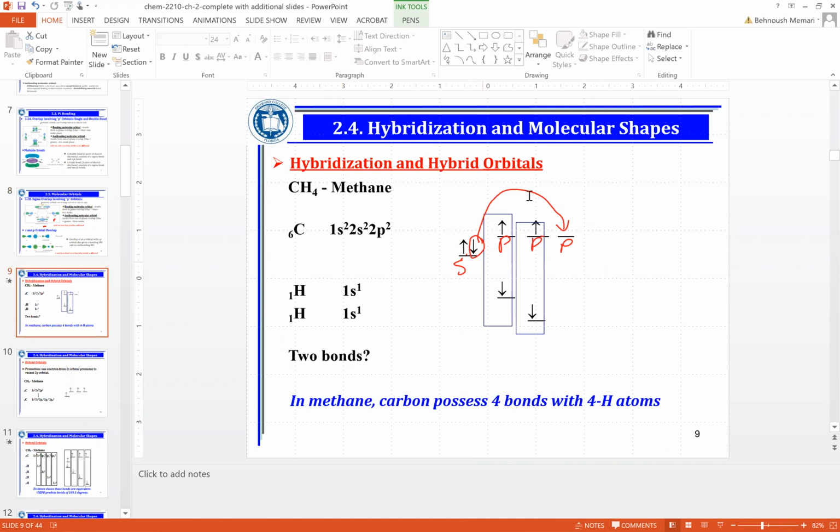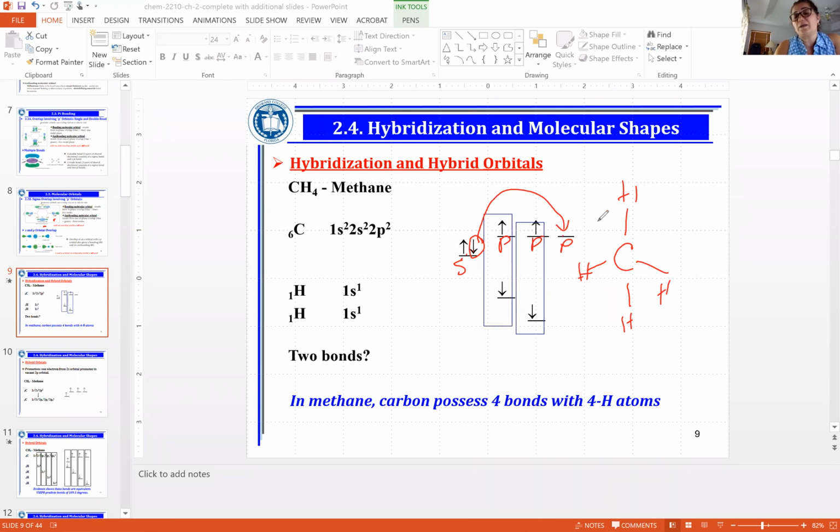So the excitation by itself didn't solve the problem, because when they actually looked at the methane, they found that these four bonds to hydrogen are the exact same length. So they said there must be another step. So this is the excitation. We have the electron going to the p orbital.